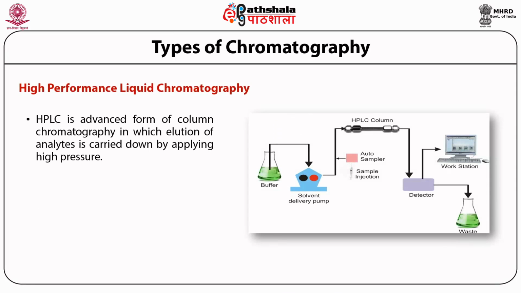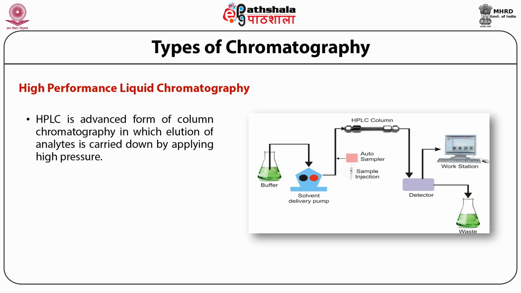High performance liquid chromatography, which is known as HPLC, is an advanced form of column chromatography in which elution of analyte is carried out by applying high pressure. In this chromatography, the column is attached to a solvent delivery pump and the sample is injected automatically through an autosampler, and the fractions are collected on a fraction collector and they are detected, and the result can be monitored directly on the system.